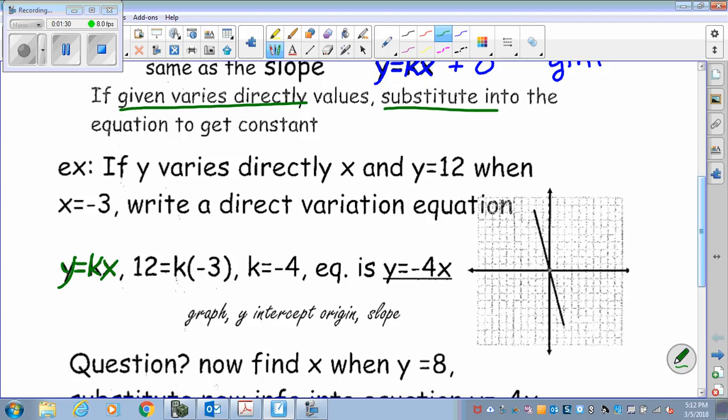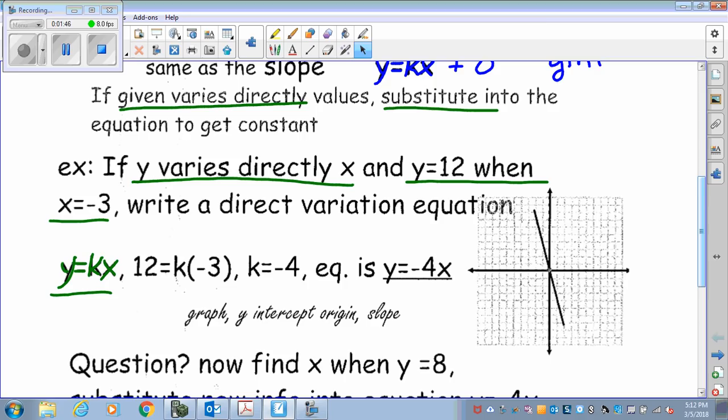So for example, I have y varies directly with x. So this is the equation that I'm going to write down, y equals k times x. And I know that y is equal to 12 when x is negative 3. Those go together. So I'm going to substitute, and instead of y, I put a 12, equals, and then I don't know the constant of variation, but I do know that x is equal to negative 3. So I substitute it in there.